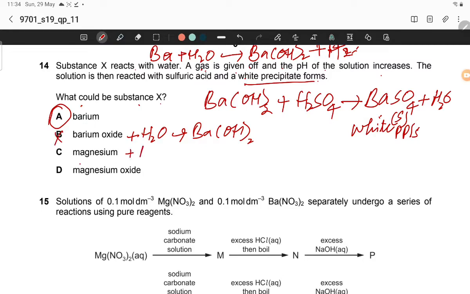Magnesium is insoluble in water, no reaction. So it is incorrect. Magnesium oxide is again incorrect.